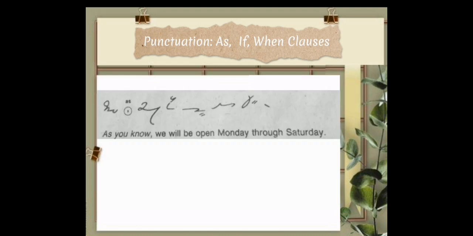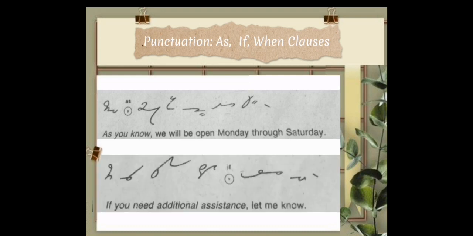For instance, as you know, we will be open Monday through Saturday. As you can see, the comma there is placed at the end of the clause that is introduced by as. As you know is an introductory clause in a sentence where it begins with as and is followed by a subject, which is you, and then a predicate, know.